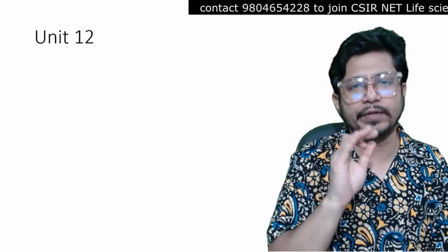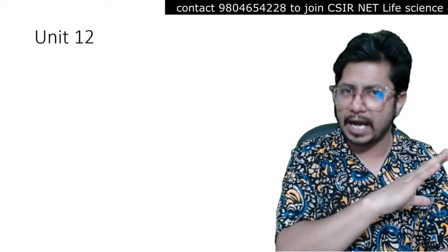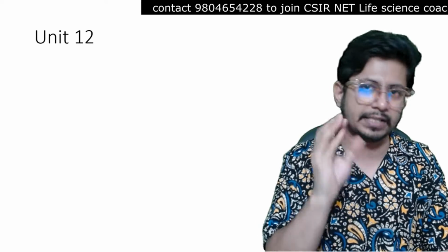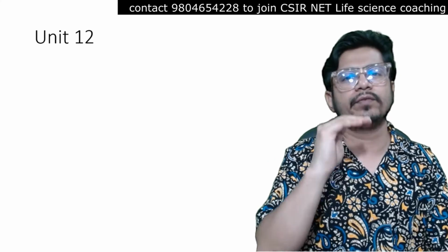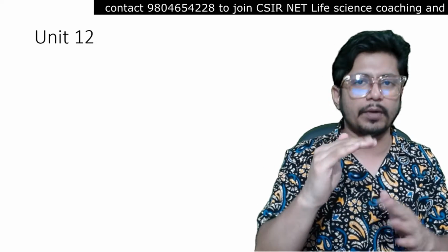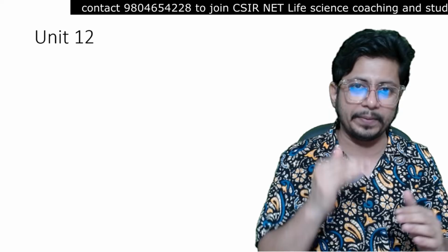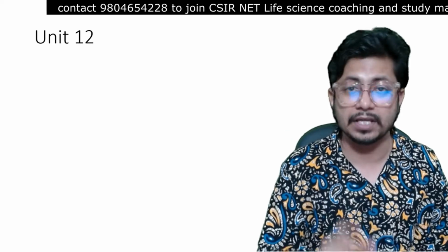Like every single video of our syllabus analysis, here I just cut and pasted the syllabus from the CSIR NET website, and I'm going to give you a color coding. Green, most important topics; yellow, moderately important topics; and red, least important topics for you.